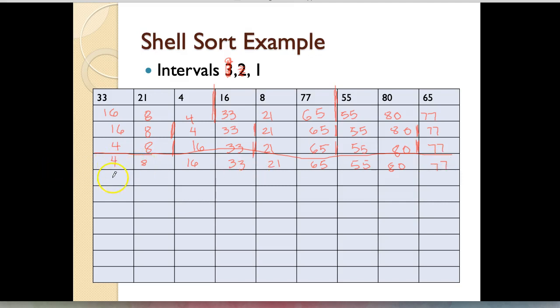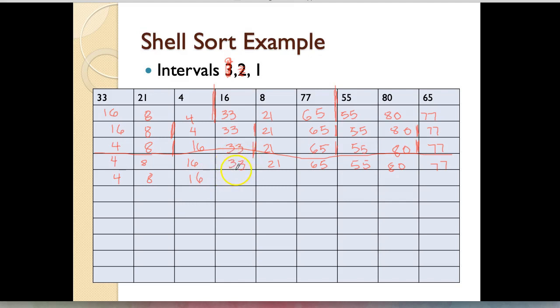4 and 8, they are in the right spot, so I'm going to put the number 4 in here. Before I write the 8, I'm going to compare with the next one, and 8 is in the right spot, so I'm going to put the 8 right here. Now, before I write the 16, I will compare with the next one, and 16 and 33, that means that 16 is in the right spot in here.